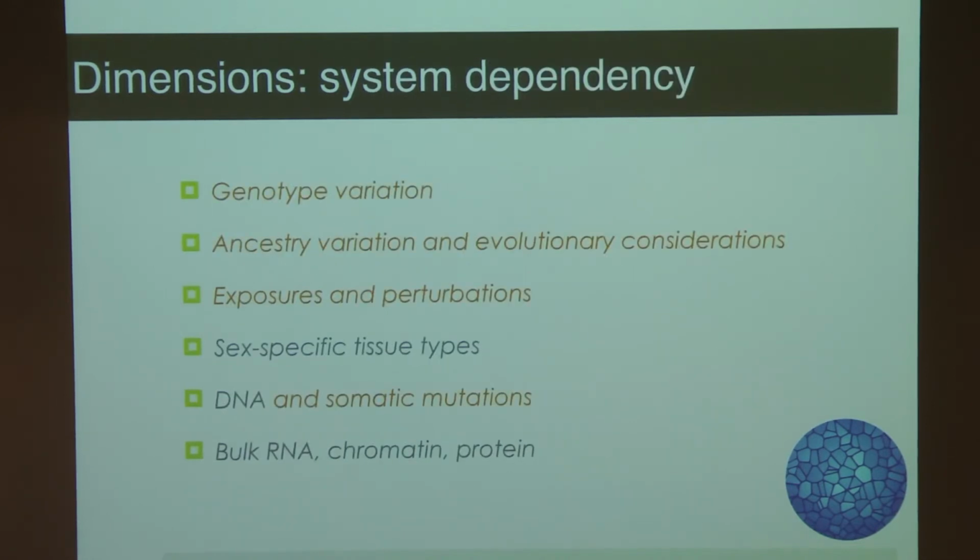Other ideas that I think are going to be very system dependent have to do with genotype variation, ancestry variation, as was talked about 2 days ago, evolutionary considerations, exposures and perturbations. This may be particularly informative in immune cells, with a bunch of studies coming out on this already. Sex-specific tissue types, which it sounds like we're actually thinking about in the first phase. DNA and somatic mutations. And then bulk RNA, chromatin, protein, other types of observations that we can get from these cells.